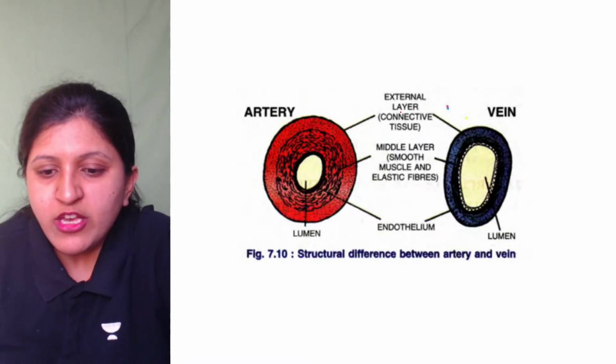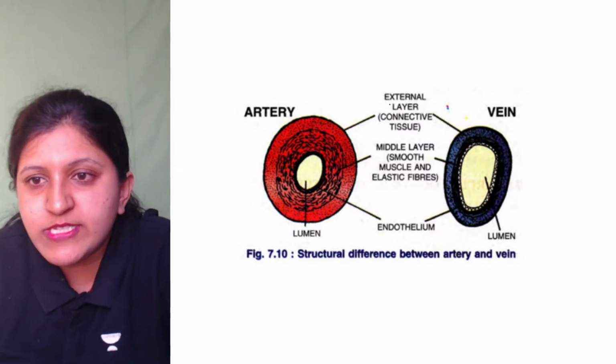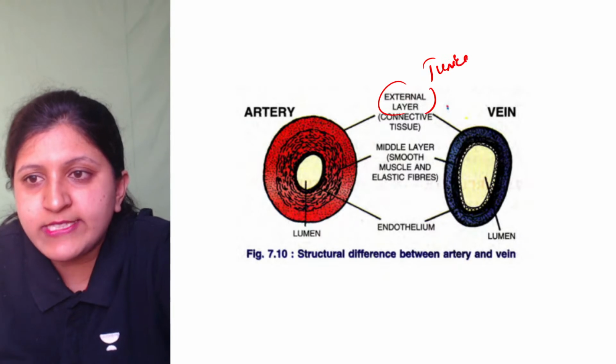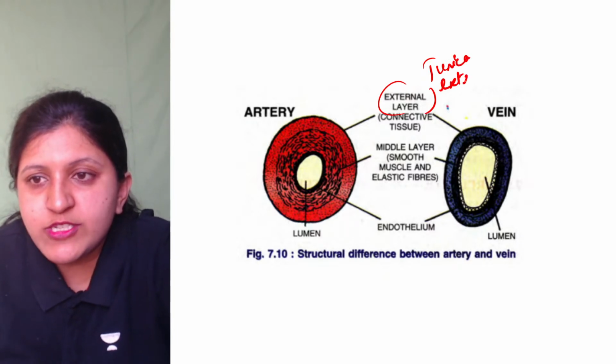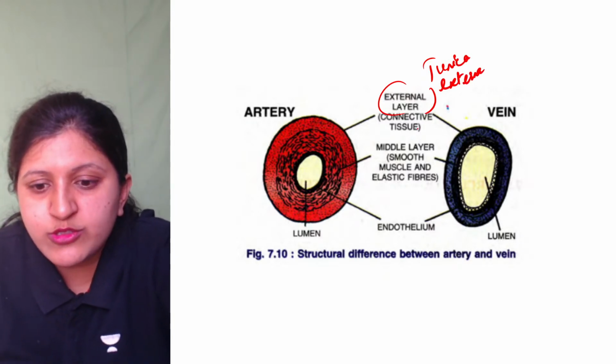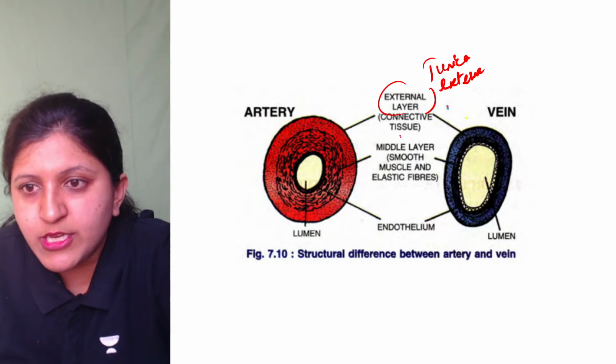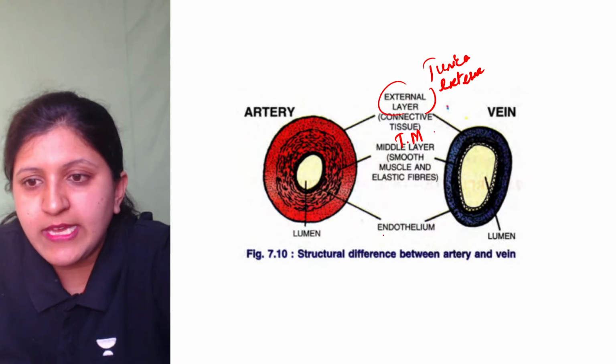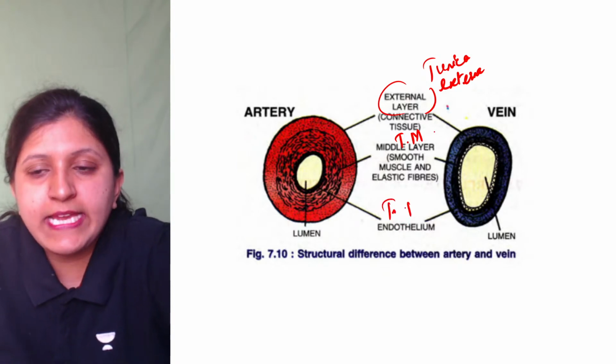So now we are asking about the tunica externa. So this outermost layer which is there, this is tunica externa. All right. So this one is the tunica externa. So this can be the middle one. So this is the tunica media, and this one what you see, endothelium, so this is a tunica interna.